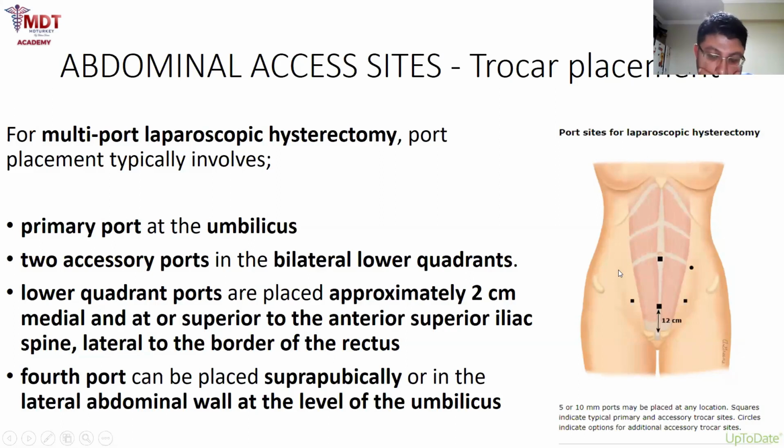We generally use two accessory ports, and those are placed at the bilateral lower quadrants. The lower quadrant ports are placed approximately 2 centimeters medial and/or superior to the anterior superior iliac spine at the lateral border of the rectus abdominis muscle. And also you can use a fourth port, which is placed suprapubically or in the lateral abdominal wall at the level of the umbilicus.